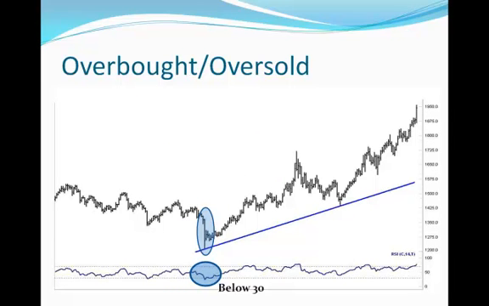The next chart shows an oversold market. The shaded circle shows that RSI depicted below the 30 level, which corresponds to the sudden drop in prices, meaning the market is already oversold, and prices are expected to rise.